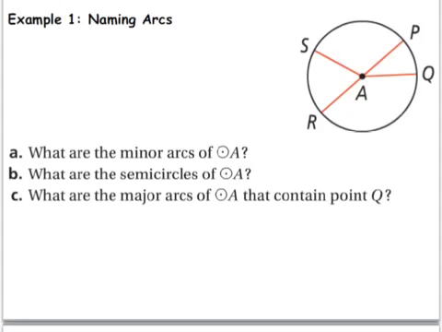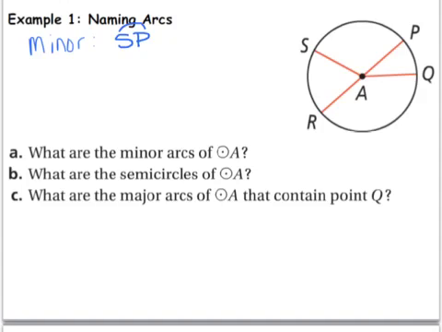Alright, let's talk about naming arcs. Naming arcs is rather simple. It just takes a little bit of getting used to. When you name an arc, if it's a minor arc, you name it using two letters. For example, arc SP, you would name as SP with an arc over top. So it's kind of like line SP, but it's not a straight distance, it's an arc of a circle.